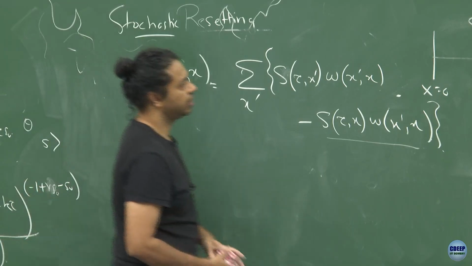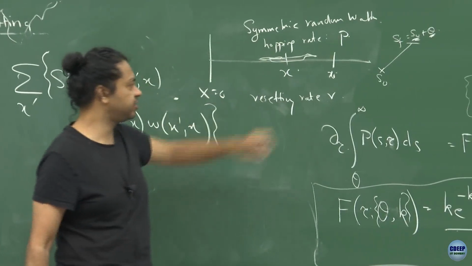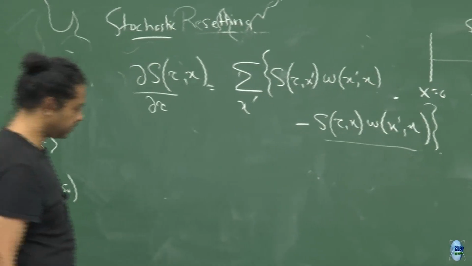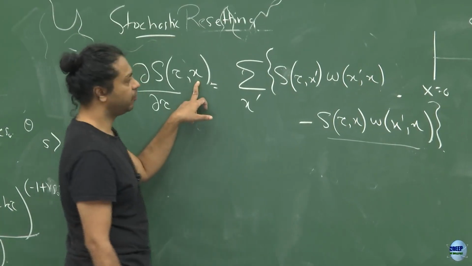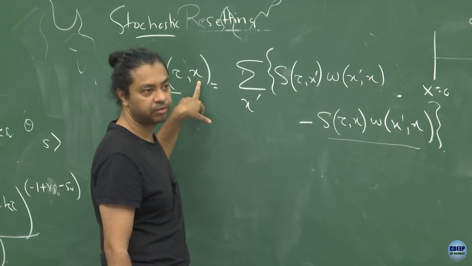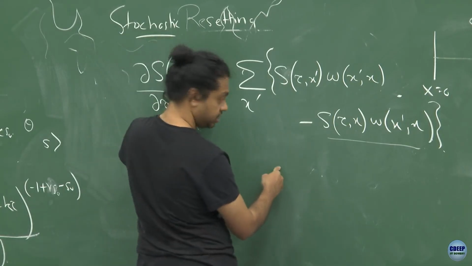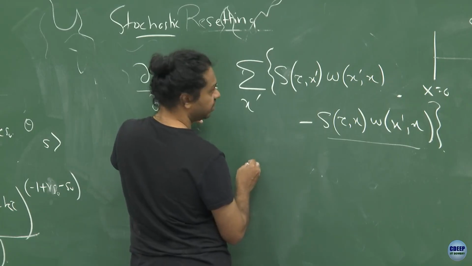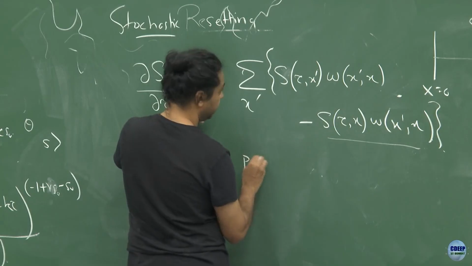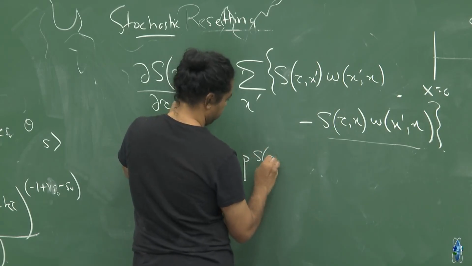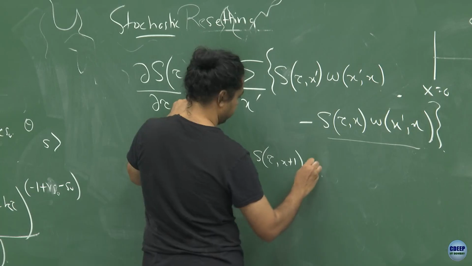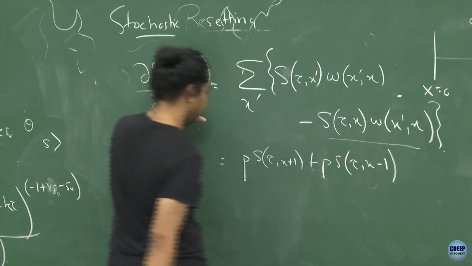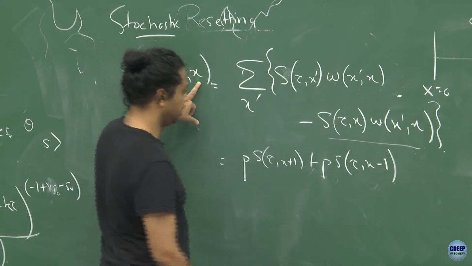So in this case, when you have this random walk, but with this additional reset term, what are the possibilities? You start from some x. Where could one have gone in the next instant of time? x plus 1, and these rates are p. So you could have gone to p S of x plus 1, and then minus.